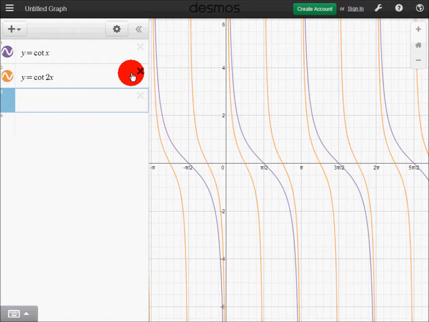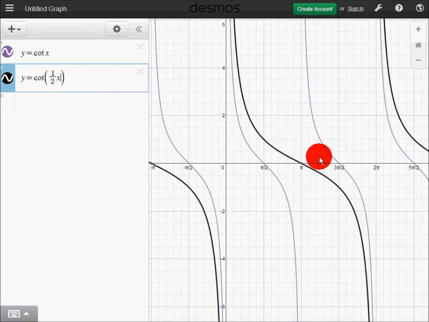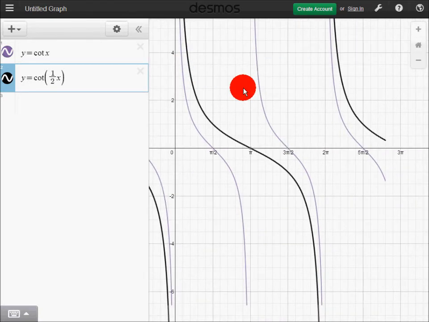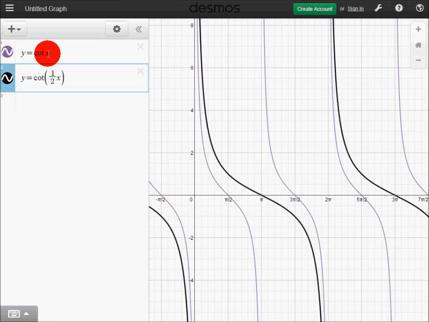If you want to elongate it, we can do y equals cotangent of 1/2 x. And now what used to take pi now takes 2 pi in black. So we can zoom out, you can kind of see how it behaves. Alright, so just like sine and cosine, a coefficient b that's right in front of the x affects the period. But since the cotangent and tangent periods are pi instead of 2 pi, you're going to divide pi by b to get the period of the new function.